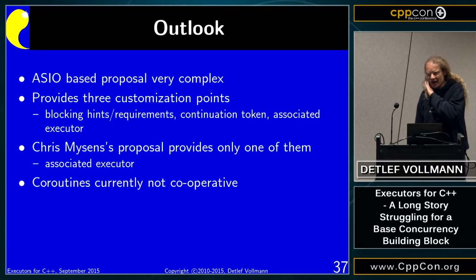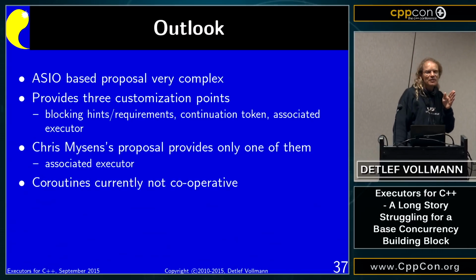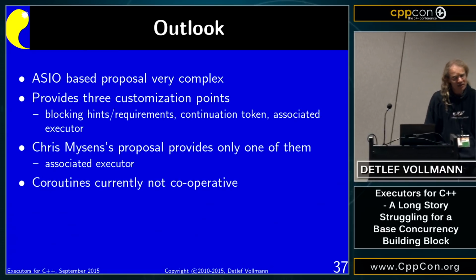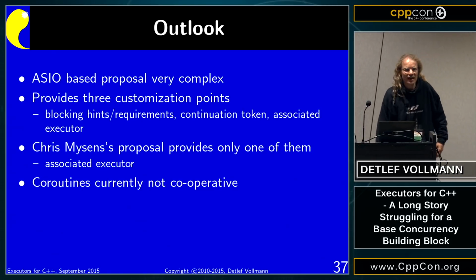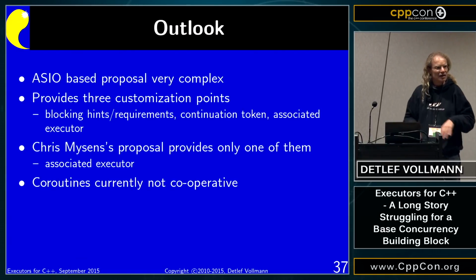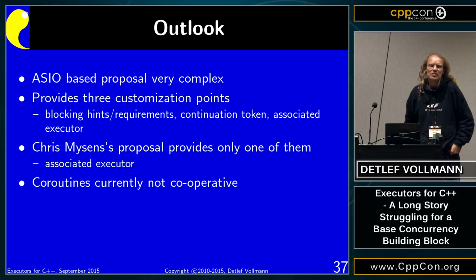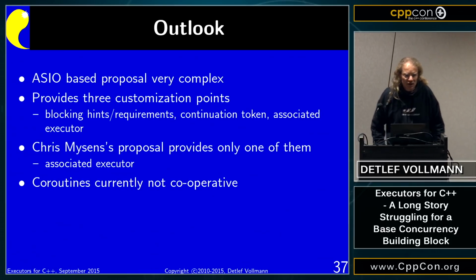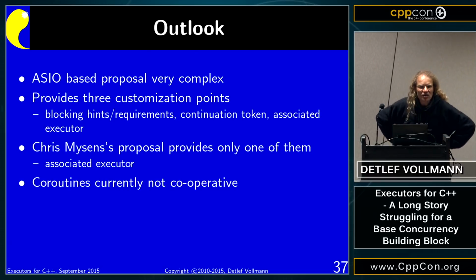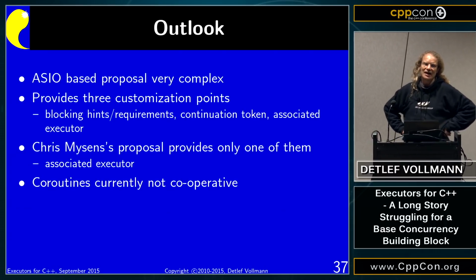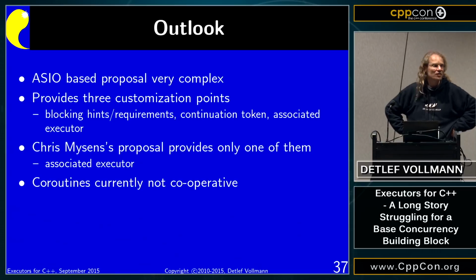So, I was actually one of those people who said, I really want to go forward with the ASIO proposal, not with the Chris Mason proposal. On the other hand, I think the ASIO proposal actually is very, very complex. I have implemented my own executors on top of the ASIO proposal, and it just has some things that I think you shouldn't need to do. But the ASIO proposal actually provides me those three customization points that I think are very useful. There might be more customization points that might be useful, but I simply don't know them yet.